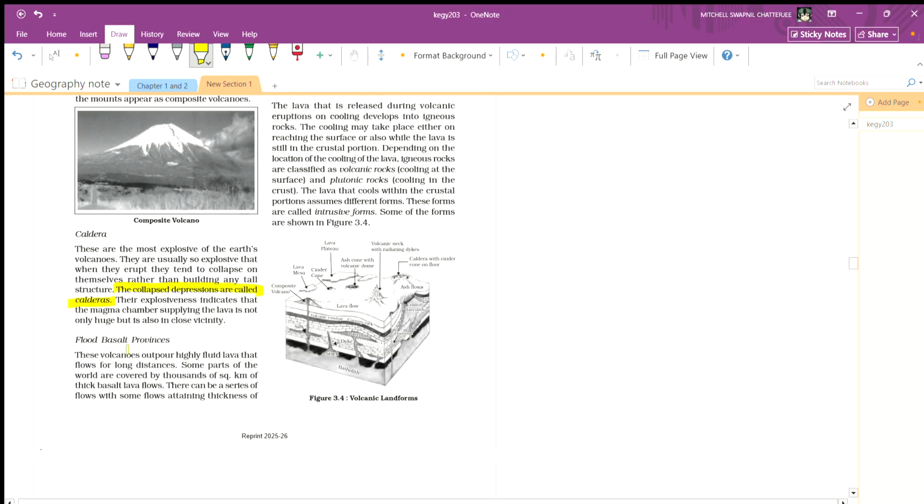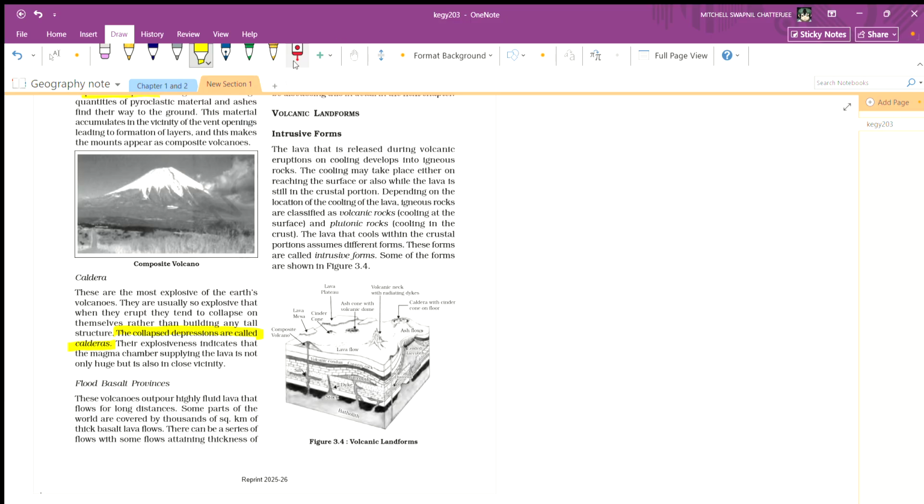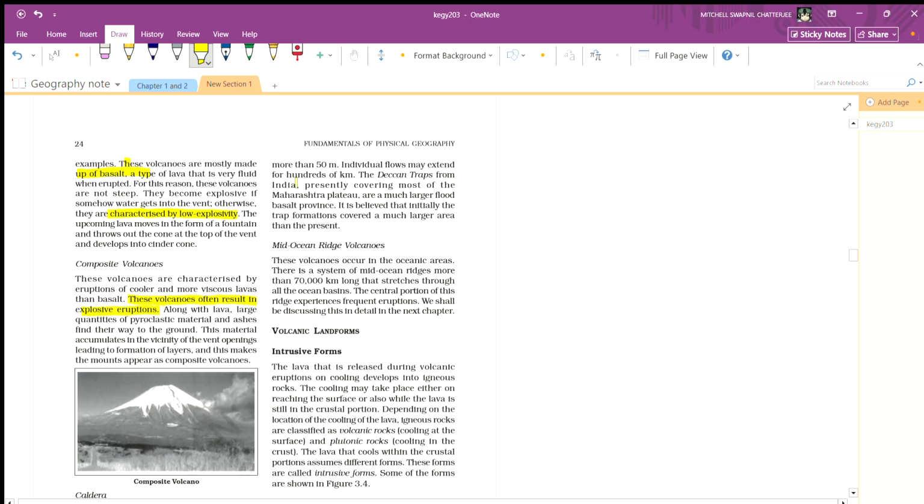Now the fourth is flood basalt provinces. These volcanoes output highly fluid lava that flows for long distances. Some parts of the world are covered by thousands of square kilometers of thick basalt lava flows. There can be a series of flows, with some flows attaining a thickness of more than 50 meters. Individual flows may extend for hundreds of kilometers.